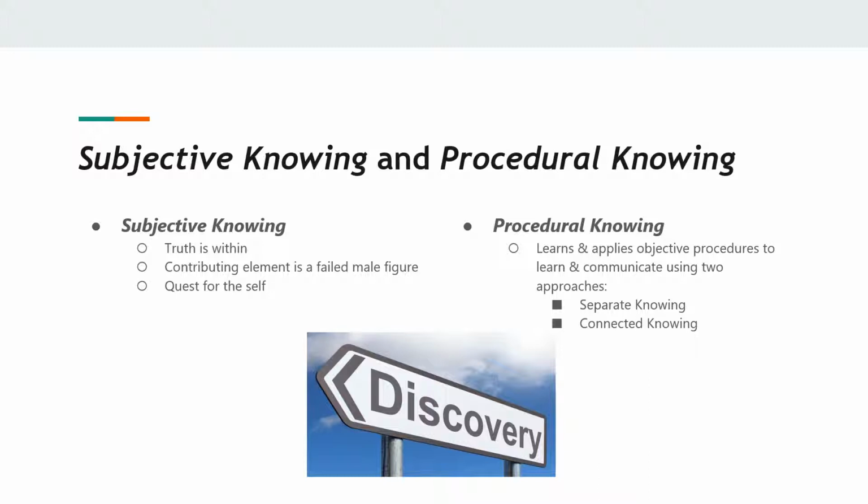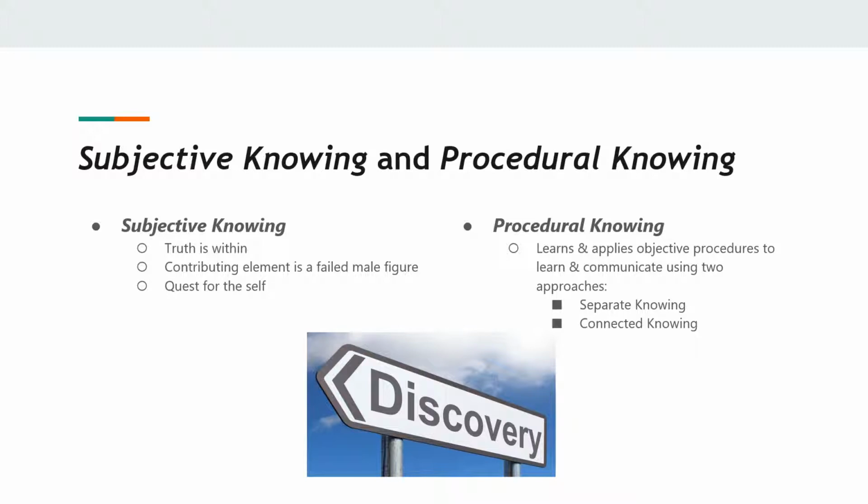The third perspective is subjective knowing. Here, one discovers that the truth is within, and this shift is particularly strong with women. Interestingly, according to the authors, a frequent cited contributing element was a failed male authority figure that triggered this perspective. An important part for this perspective is that for women, this is a quest for the self, and it can include an element of what can be described as walking away from the past.